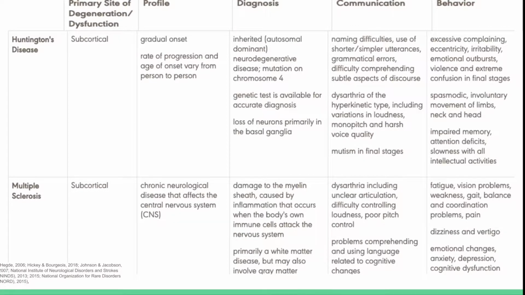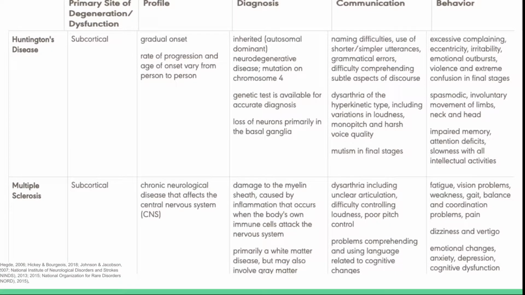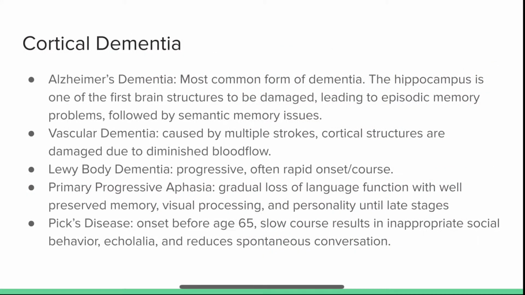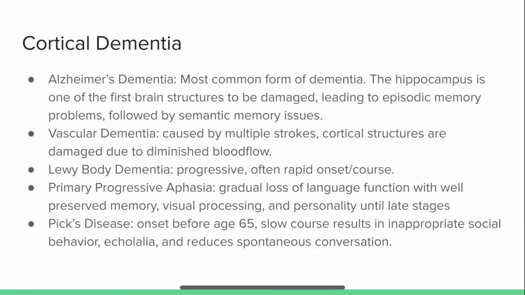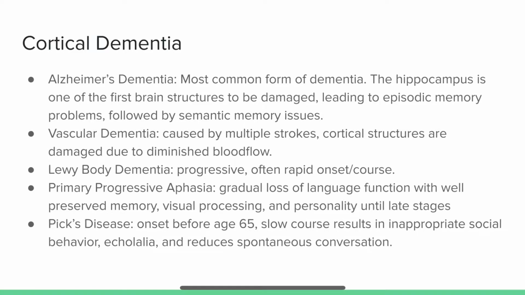In terms of their behavior, individuals with multiple sclerosis will have fatigue, vision problems, weakness, gait issues, balance and coordination problems, and pain. Additionally, they may present with dizziness and vertigo, and they can have emotional changes, anxiety, depression, and cognitive dysfunction. So now I'm going to speak about a few of the common cortical dementias.